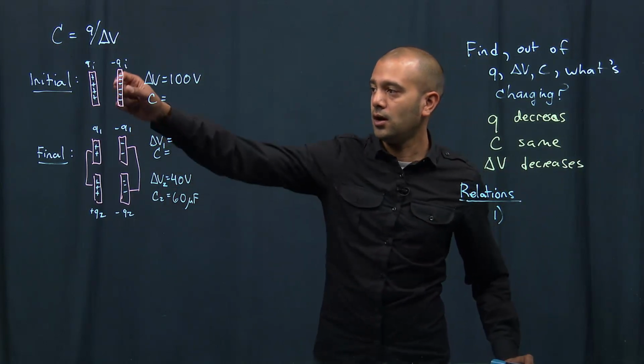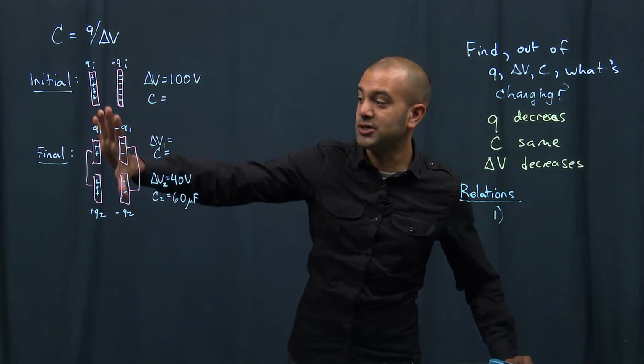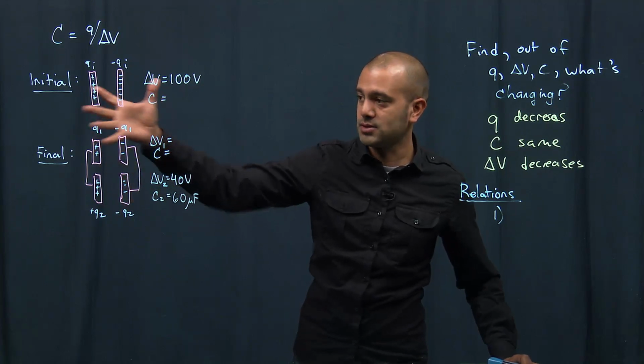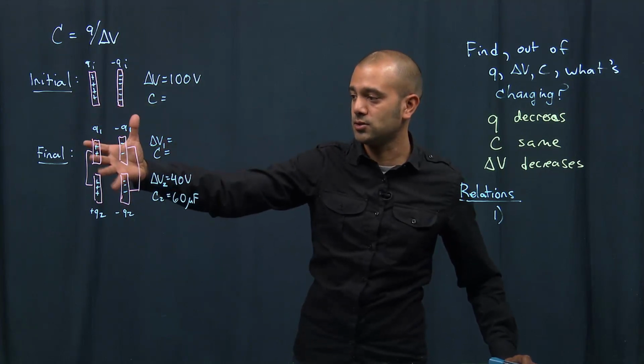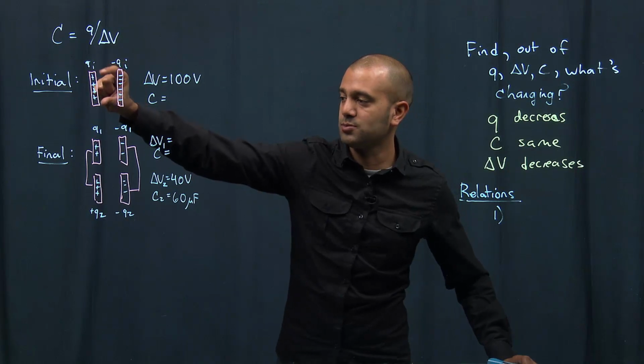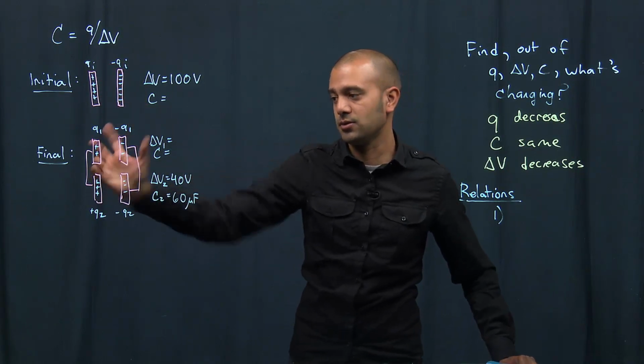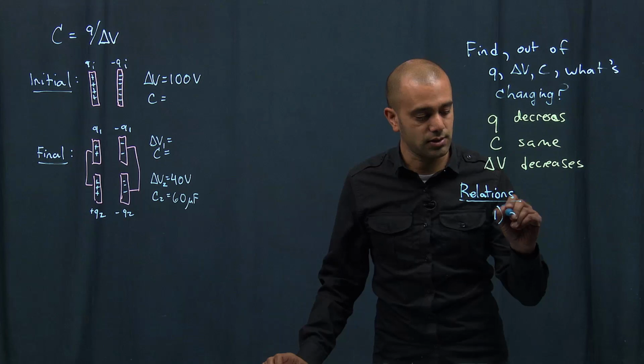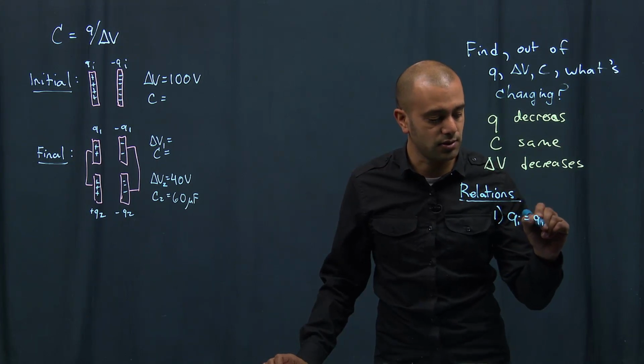The first one: we know that the charge in the first plate has redistributed amongst the two plates here. And because air is an insulator, it can't leave the situation. So the initial charge in the first plate must equal the sum of the charges in the last two plates because it can't go anywhere. So the initial charge equals the sum of the charges in the last two plates.